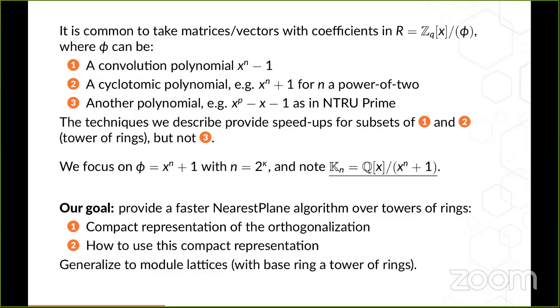And so this algorithm allows to have a nearest plane algorithm which runs in time big O of n log n. And then we won't see that, but we can generalize it to module lattices with base ring a tower of rings. And in this case, we will have something which is quadratic in the rank of the module lattice.